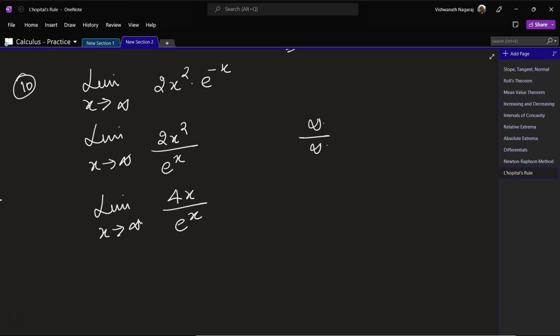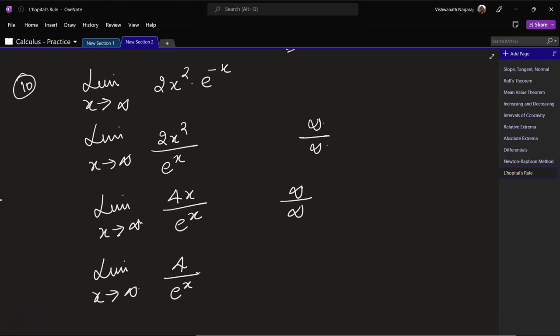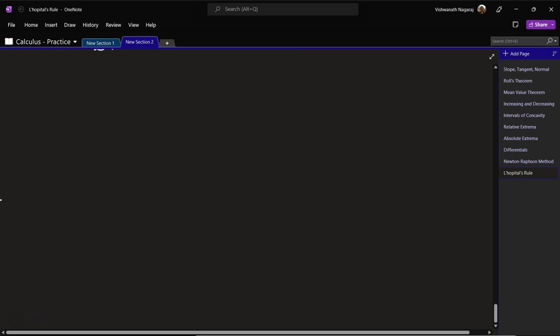Okay. Now if we do the substitution, again we end up with infinity by infinity. So which means again we can apply L'Hopital's rule. So 4 by e to the power of x. Now what happens? In the numerator we have 4. Denominator goes to infinity. So 4 divided by infinity will give us 0. Okay. 11th one.